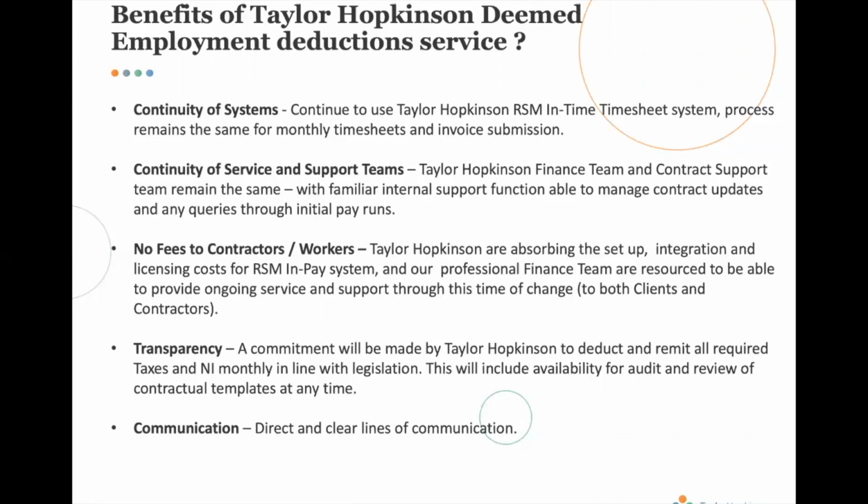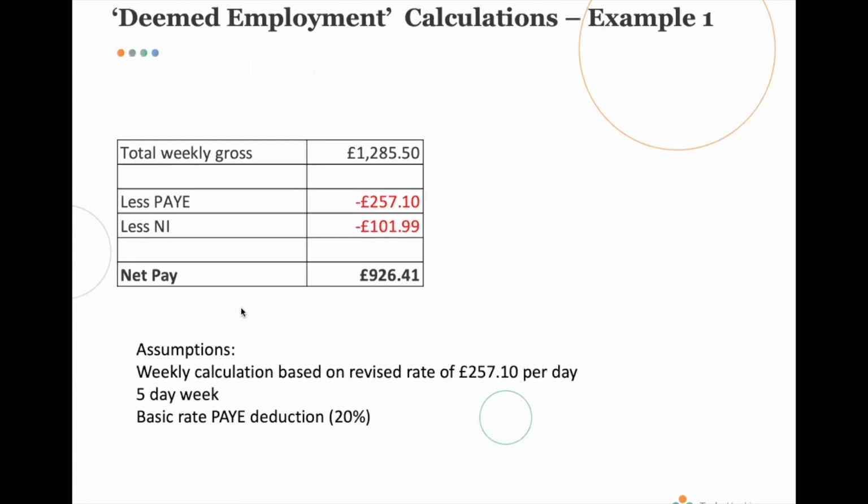However, we do need to note that employers' national insurance is an additional liability that needs to be considered. And on transparency, we're making a commitment that we will deduct and remit required taxes and national insurance monthly in line with the legislation, and make this information available for audit and any other review which is required for contractors or clients. So I guess keeping the communication lines open is vital. I'm now just going to hand you over to Leslie.